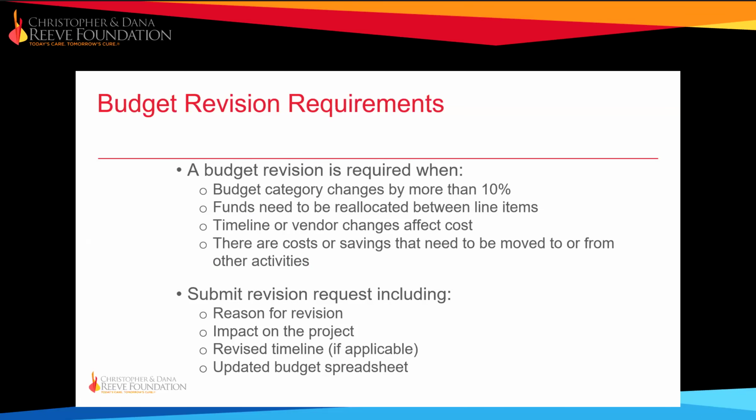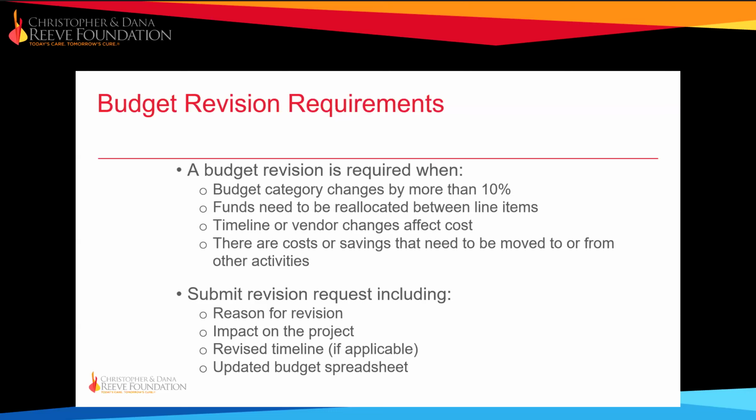So these are some of the guidelines for requesting a budget revision and if a no-cost extension is needed. A budget revision is required in any of the following situations: a budget category changes by more than 10%, funds need to be reallocated between line items, changes in the timeline or vendors affect costs, or when cost or savings need to be moved between activities.